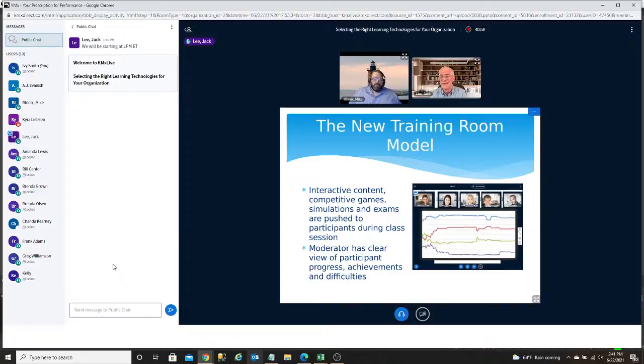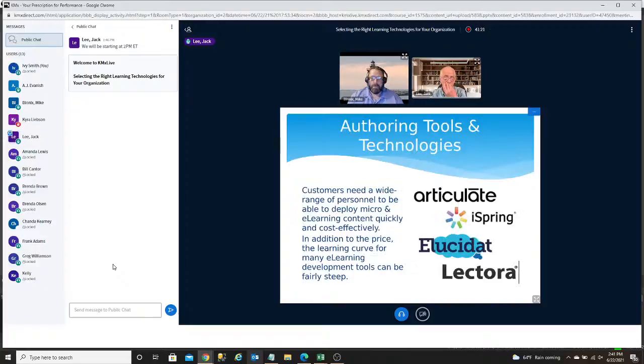Or maybe it's a narrated procedure that the moderator is walking the students through, but the students are physically clicking on things during the process to demonstrate their ability to follow the moderator's or instructor's guidance. So these are all things that are possible, and it's part of the new training room model that we're trying to promote, and we know a lot of other organizations are trying to promote.